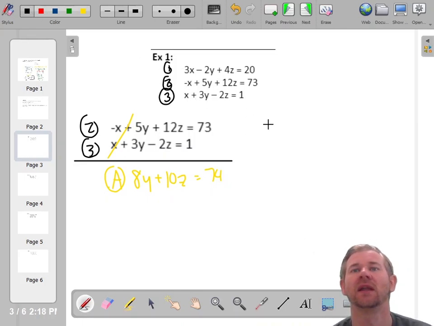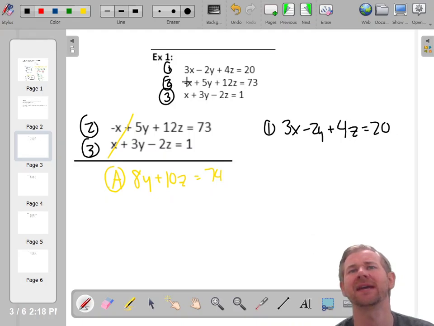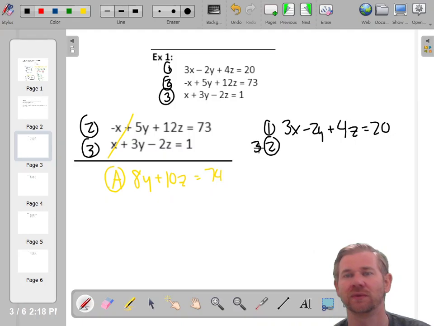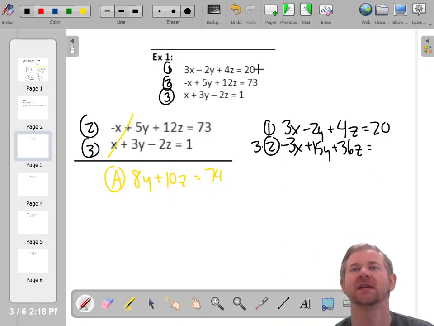I'm going to do line 1, which is 3x minus 2y plus 4z equals 20. And then I'm going to make this a negative 3. But remember, if you want to make that a negative 3, you have to multiply everything. So I'm going to make a little note that I'm multiplying line 2. This is like saying times 3. So negative 1 times 3 is negative 3. 5 times 3 is 15. And 12 times 3 is 36. 73 times 3 is 210 plus 9, which is 219.